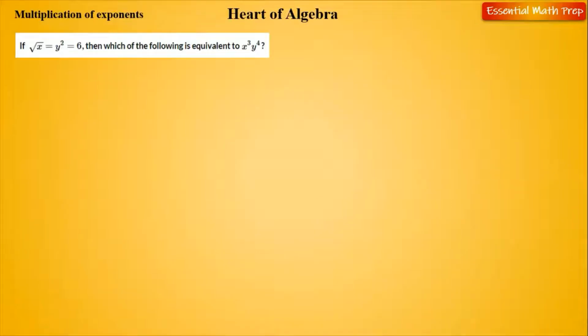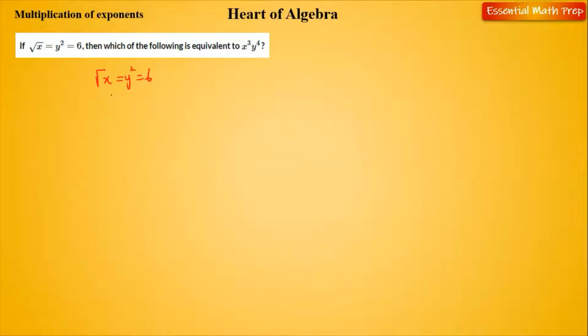If root x equals y squared equals 16, then which of the following is equal to x cubed times y to the power 4? Well, first we have to get rid of the square root over x because it's asking for x cubed. We can't cube the root of x. That's just really complicated. So root x equals y squared equals 6.